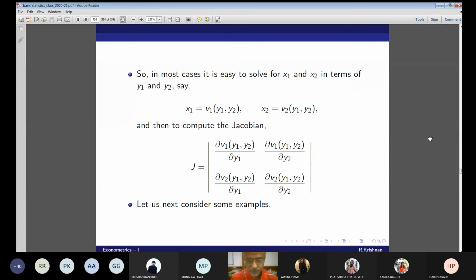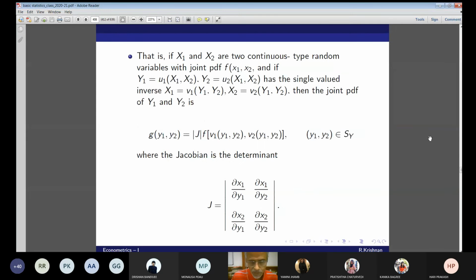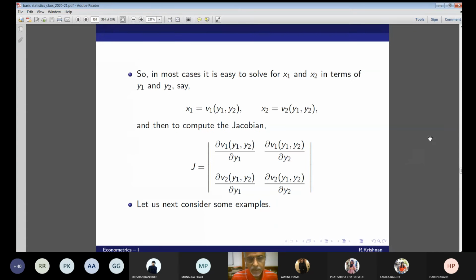Okay, let's see the example. In most cases, it is easy to solve for x1 and x2 in terms of y1 and y2, that is, in terms of the inverse function, x1 equal to v1(y1, y2), x2 equal to v2(y1, y2). Then to compute the Jacobian, instead of x1 here, replace it with the inverse functions, and take the partial derivatives of v1 with respect to y1, y2.